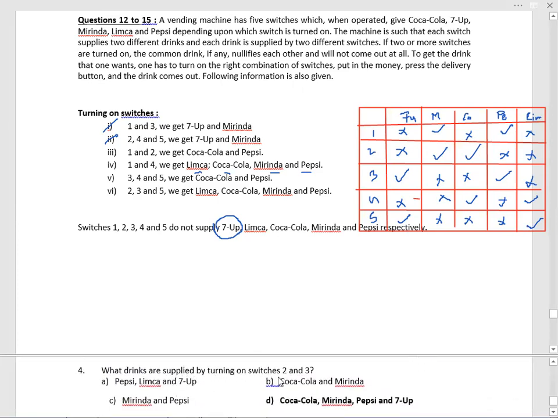Which drinks are supplied by turning on switches 2 and 3? 2 and 3. You'll get 7 Up. You'll get Mirinda. You'll get Coke. You will get Pepsi. Option D.